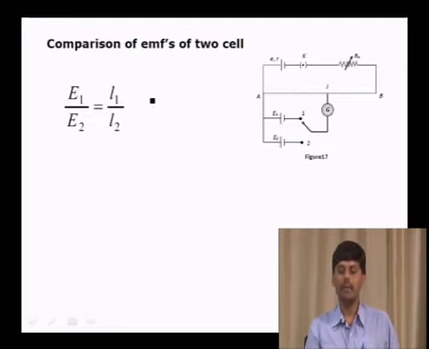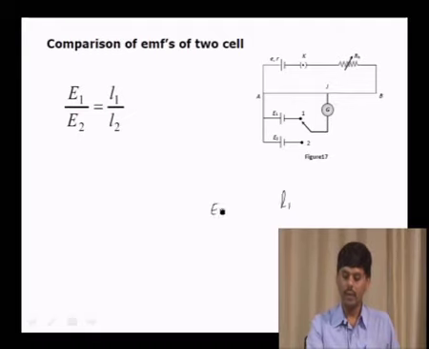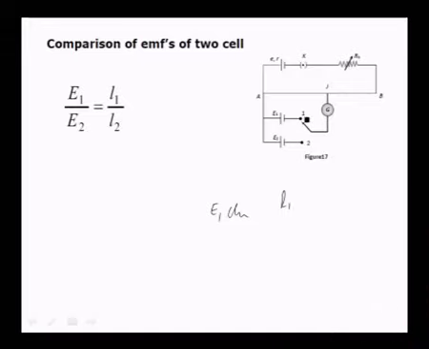Similarly, to compare the EMF of two cells using the potentiometer, say for example, this is the arrangement of the potentiometer. First you close key 1 and find the balancing length, that is L1. When E1 is closed, the balancing length is L1. Remove the key and place it at 2. Then measure the balancing length, that is L2. Take the ratio of these two, that is E1/E2 = L1/L2, because E is directly proportional to L, E = some constant times L. This is a constant for a given potentiometer.